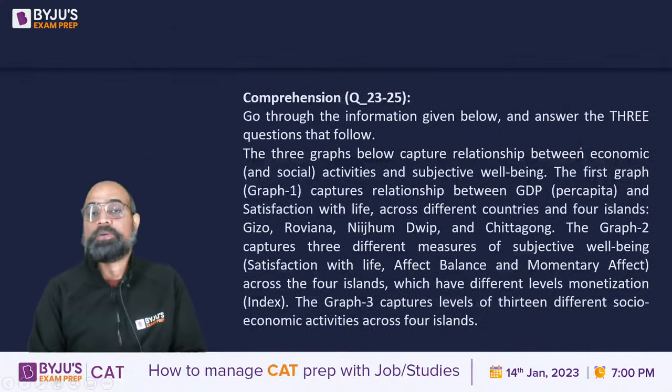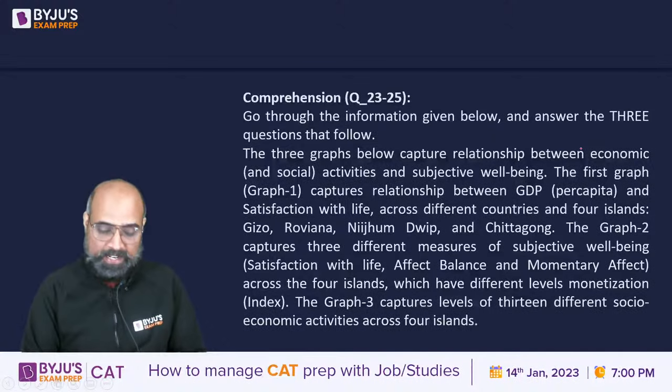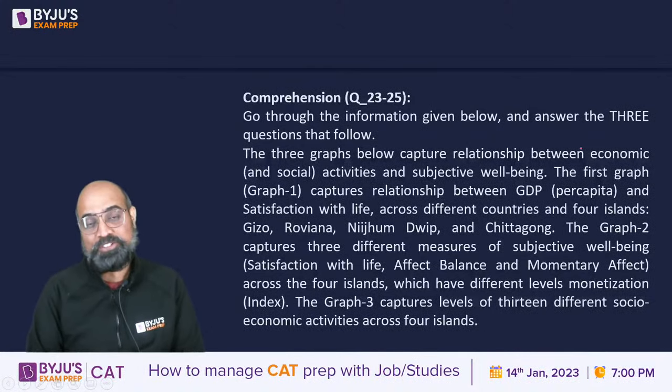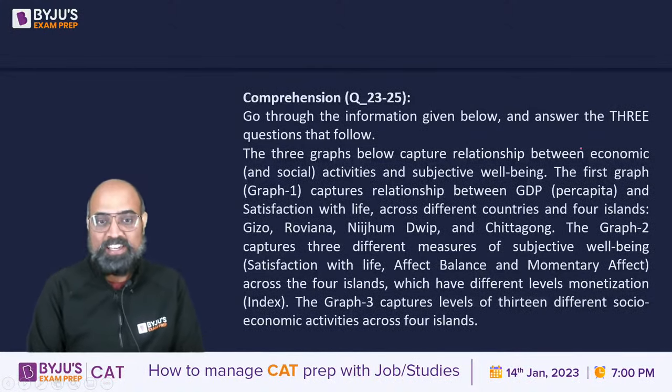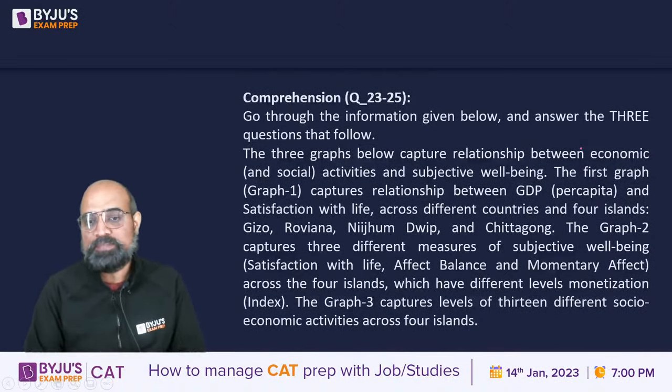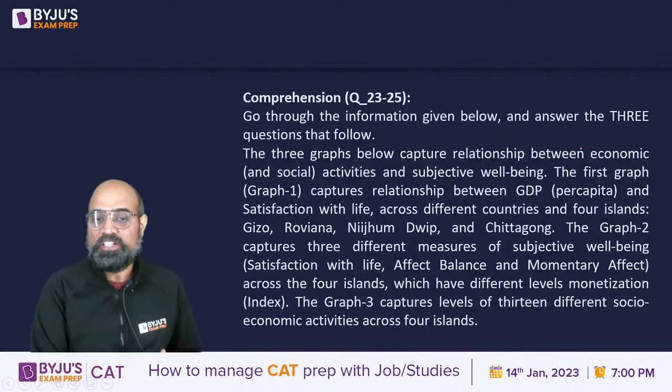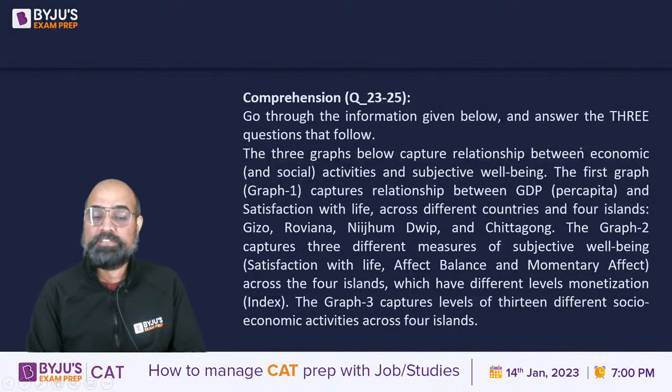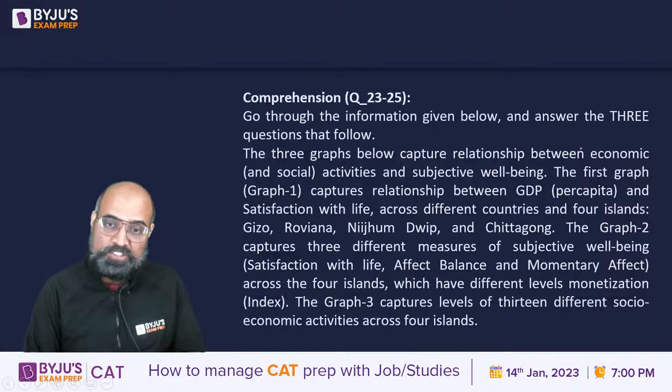Okay. Next one. The two DIs that we had, one DI was again wrong. So you can challenge it. The three graphs below capture the relationship between economic and social activities and subjective well-being. The first graph captures the relationship between GDP per capita and satisfaction with life across different countries and 4 islands: Gizor, Vienna, Nijhum Dweep, and Chittagong.